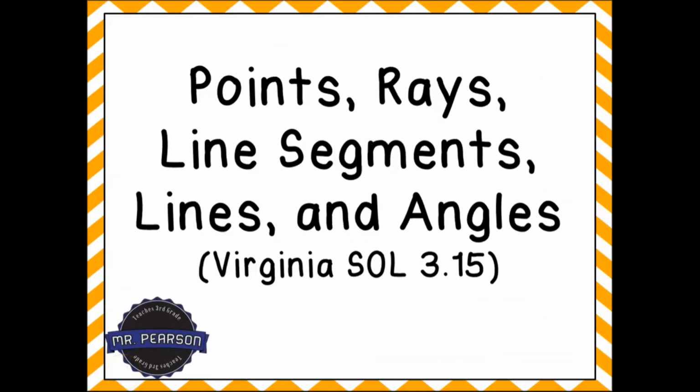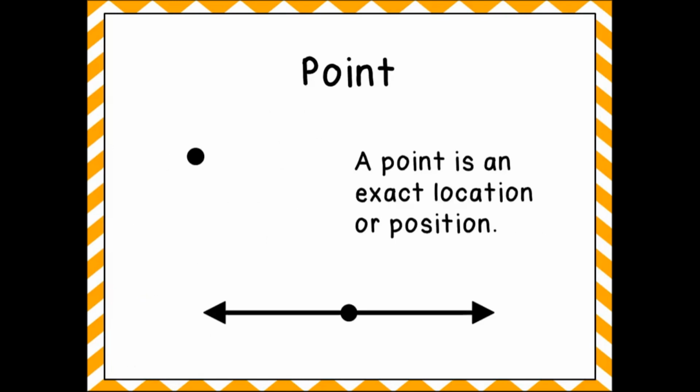Points, rays, line segments, lines, and angles for Virginia SOL 3.15. Okay, let's take a look at these different shapes. The first one we have is a point. It looks exactly like this. It's just a dot. And a point is an exact location or position. You can see on this picture here, we have a point right there in the middle. So a point is just a dot. It's a space. Exactly right there.